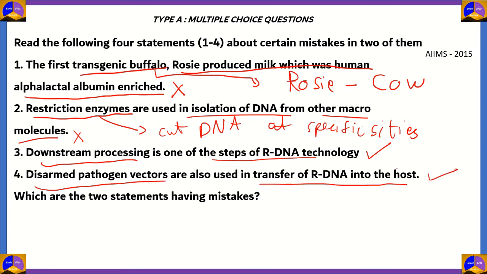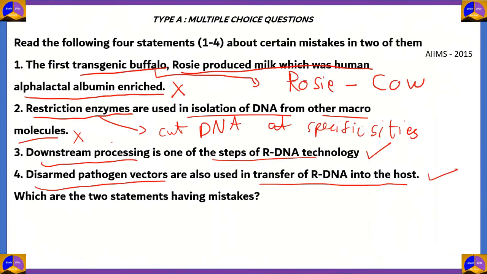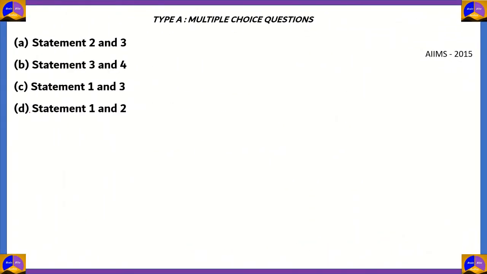Again, correct. An example is Agrobacterium tumefaciens, which originally caused tumors, is now used to transfer DNA, our DNA, in order to fight against nematodes in tobacco. So we need to find out the statements which were incorrect. So according to our analysis, statement number 1 and 2 are incorrect. That means option D is the correct option, because here we are asked to find out the incorrect statement.